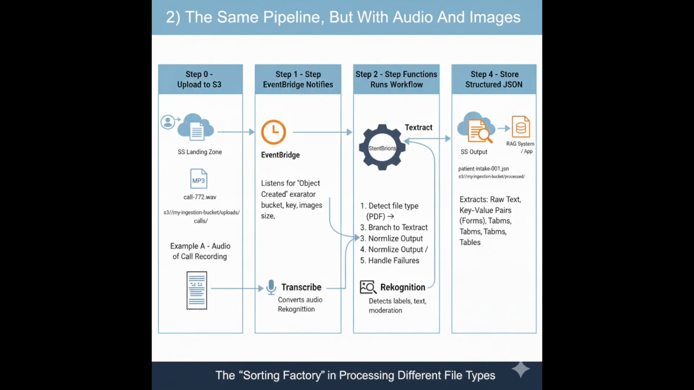Number 2, the same pipeline but with audio and images. Example A, audio call recording. Upload calls/call772.wav. Step Functions routes to Transcribe, then outputs processed/calls/call772.json. Example B, photo of a receipt. Upload images/receipt.jpg. Step Functions routes to Rekognition, labels and text detection, outputs processed/images/receipt.json. The exact same pipeline works, only the extractor changes.